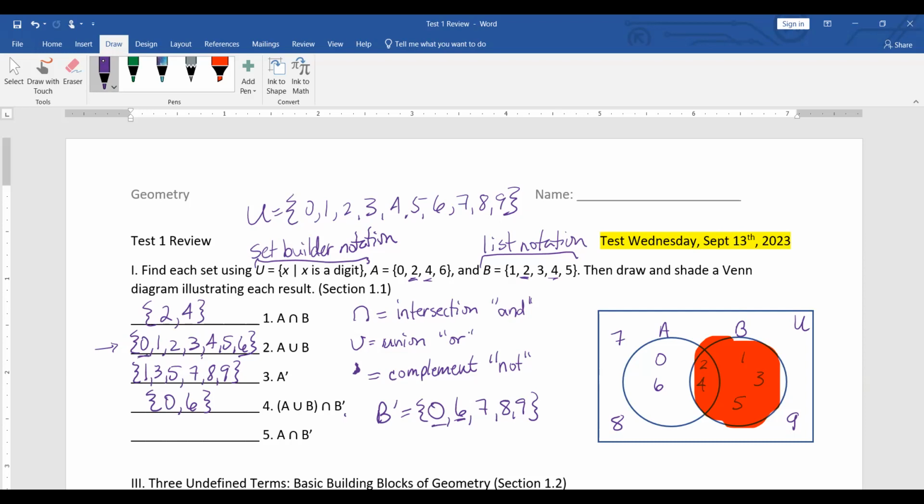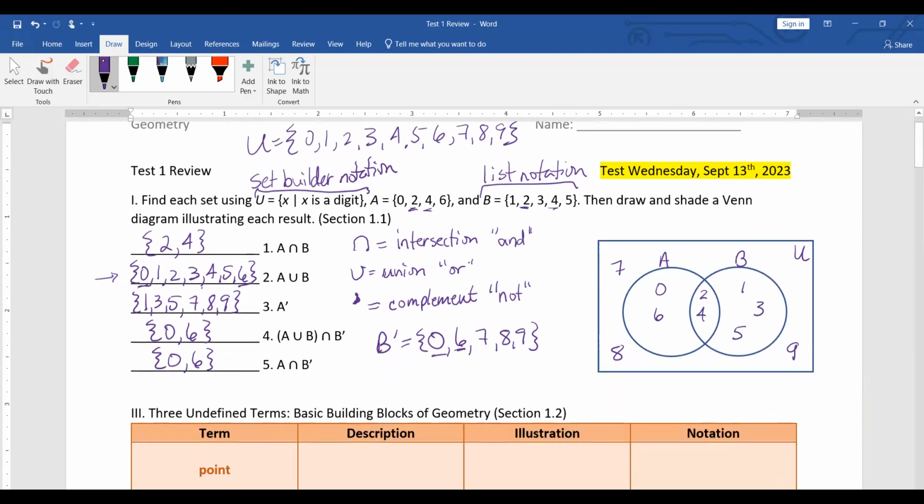All right. So if we look at 5, 5 has A, which is the 0, 6, 2, and 4, intersected with B prime. So what it's asking is anything in A that is also in B prime, and that is, again, the 0 and the 6. So this is just an example to show you that you can have it written 2 different ways, and you'll end up with the same set. All right, let's move on into section 1.2.